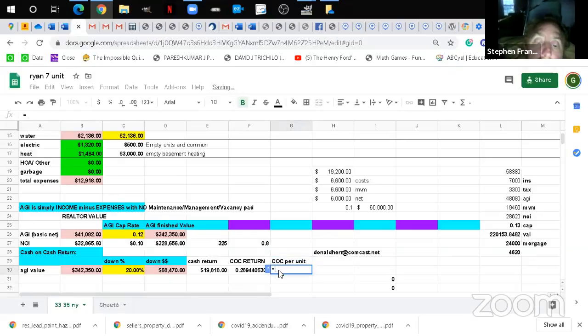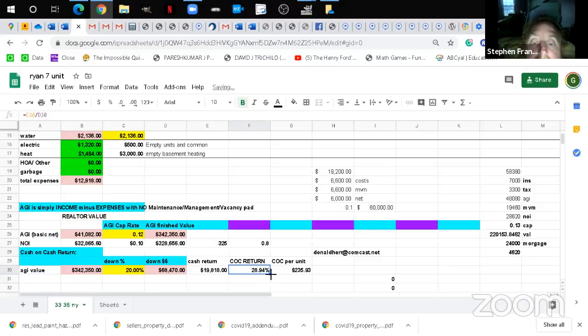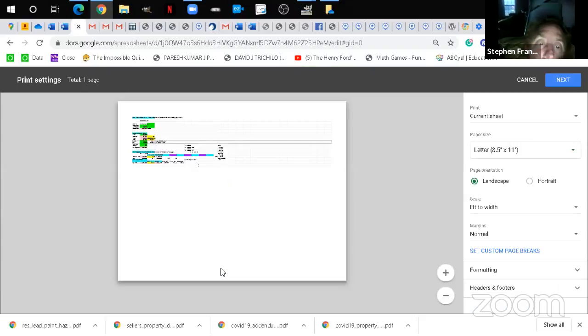And this over 7 on a monthly basis. So you're getting a 28% cash on cash return and $235 cash on cash per month per unit. Sounds pretty good at that price. Yeah, sounds absurdly good. And then scale 100%.